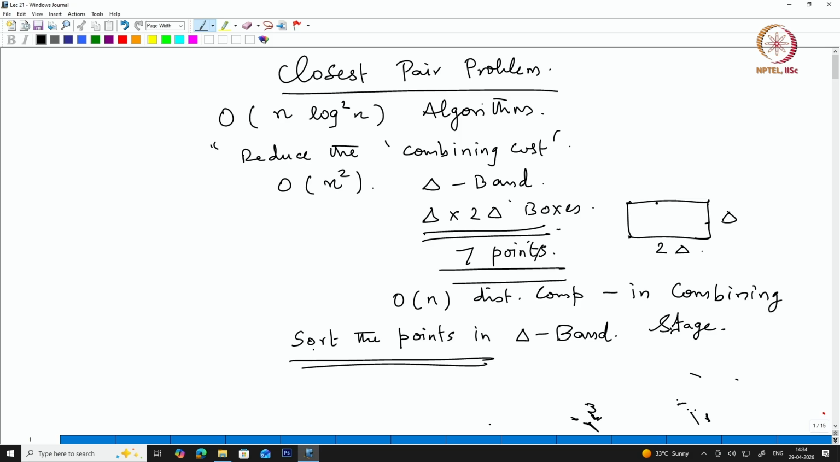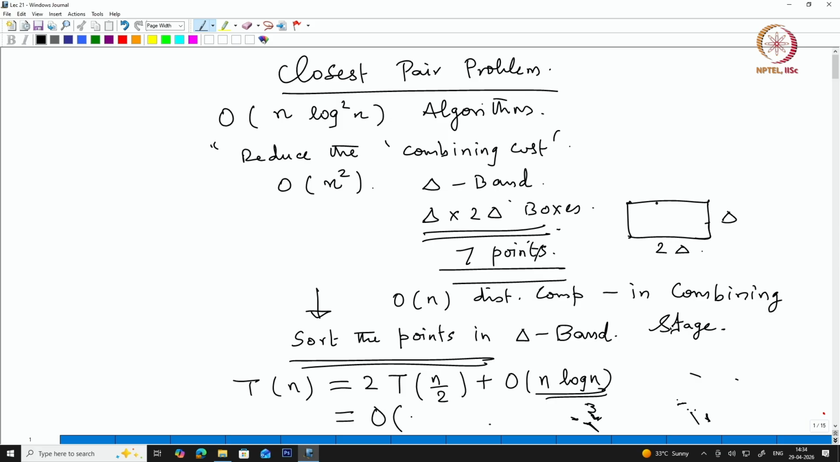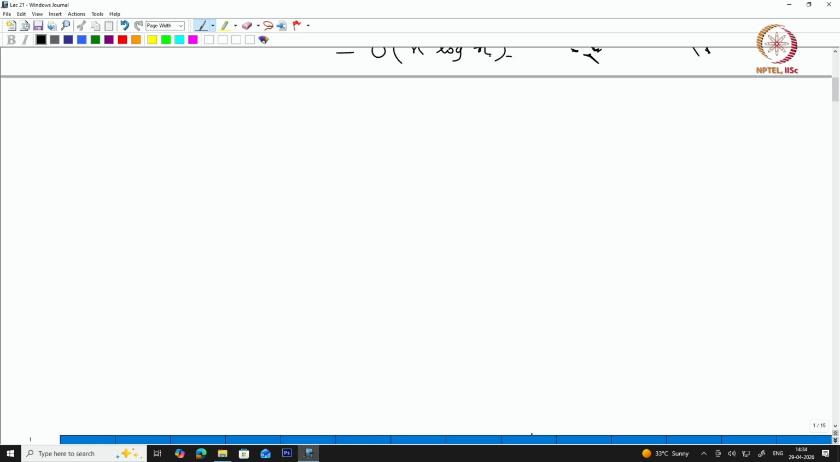Currently, because sorting of these points in delta band takes n log n time, we have the recurrence equation T of n is 2 times T of n by 2 plus O n log n. This cost is due to the sorting process, and that is the reason why the cost is n log square n. And now we are going to see how this can be reduced.